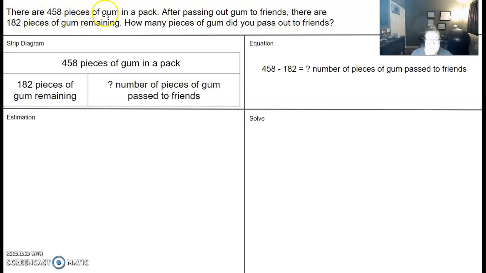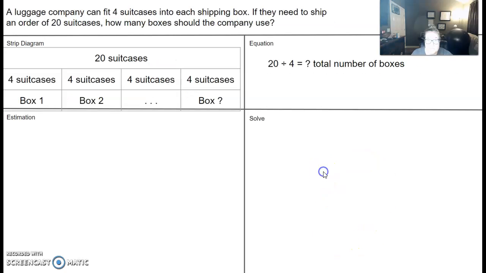There are 458 pieces of gum in a pack. After passing out gum to friends, there are 182 pieces of gum remaining. How many pieces of gum did you pass out to friends? So you have your strip diagram and your equation. Today you're going to do your estimation and you're going to solve.